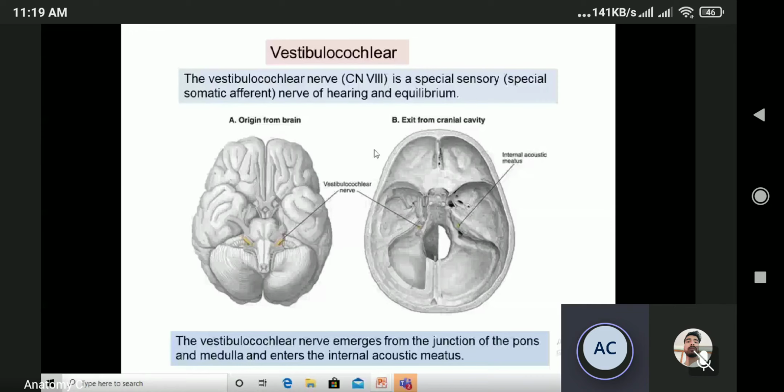So here again you can see the vestibulocochlear nerve also emerges from the pontomedullary junction. Okay, so this is the junction of pons and medulla. So it emerges from the pontomedullary junction, and from here it enters the internal acoustic meatus.